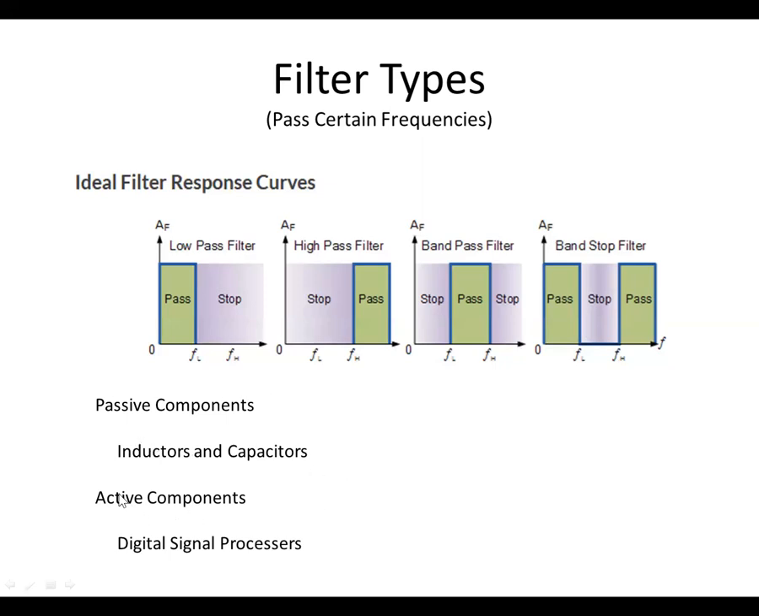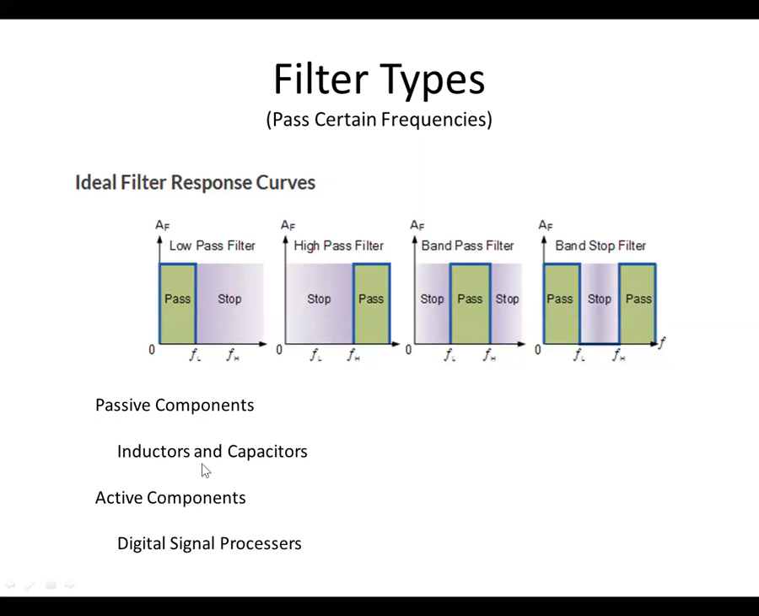You can also do the filtering function with active components. And one of the best examples of an active component, primarily for audio frequencies, would be an operational amplifier, because you can design all these different types of filters with varying steepness of cutoff with op amps or transistors. The trade-off is that you can get better performance at a higher cost.